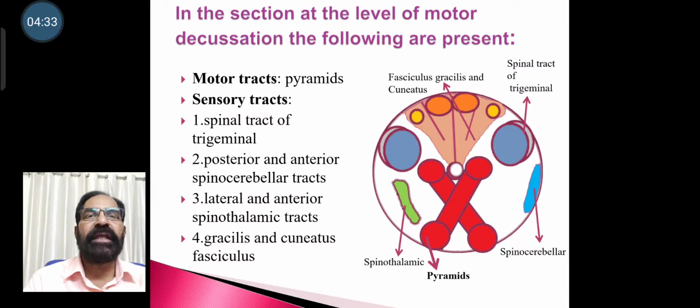Then coming to sensory tracts, there is the spinal tract of trigeminal, then posterior and anterior spinocerebellar, which are located laterally, then lateral and anterior spinothalamic tract, which are just inside the lateral surface, and also there are tracts, that is gracilis and cuneatus fasciculus. So the only new addition that we are seeing in these tracts is the spinal tract of trigeminal when compared to the spinal cord.